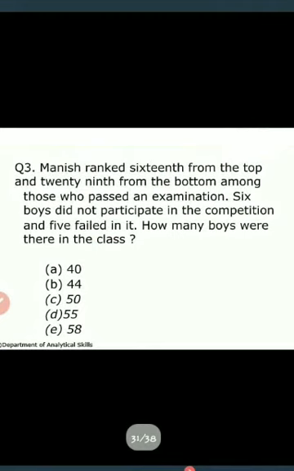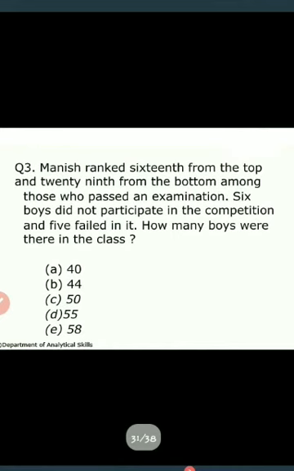Next, question number 3rd. Manish ranked 16th from the top and 29th from the bottom among those who passed in an examination. 6 boys did not participate and 5 failed. Then how many boys are there in a class? Now see, we have to find how many total number of boys we have. Clear? So firstly we can calculate how many total students are there who passed the examination.